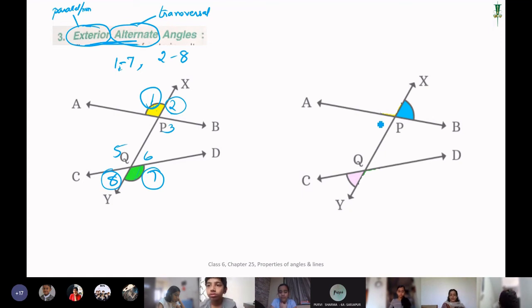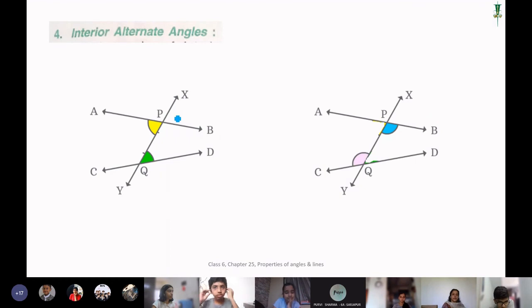Now let's look at this pair, 2 and 8. I'll name it again. So that's what you already answered me. You said 2 and 8 are exterior alternate. Look at this now, interior alternate.